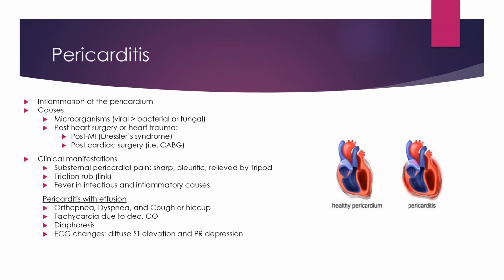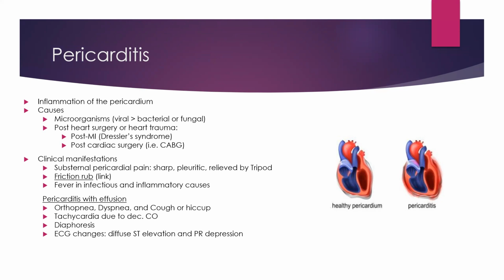If it's an infectious or inflammatory cause, we may see fever in this population. That happens often. When this progresses, and it doesn't always progress, but sometimes it can create what's called a pericardial effusion. Effusion is fluid, so now we have a lot more fluid in the pericardial sac. If we start to develop a significant amount of fluid in that pericardial sac, we'll start to see more symptoms.